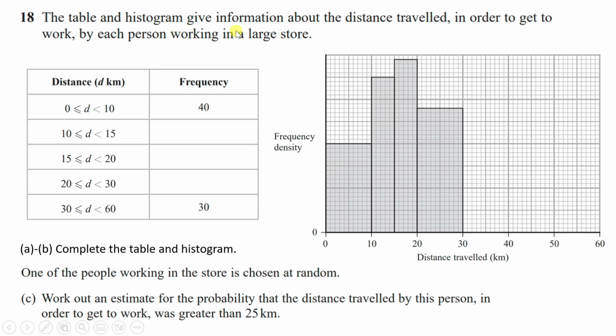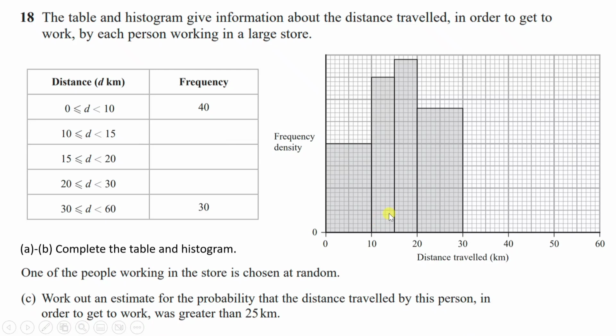So the table and histogram give information about the distance traveled to get to work by each person working in a large store. So for example, in the first one, it tells us that we got 40 people that traveled between 0 and 10 kilometers. So 0 meaning they could be next door, and they could be up to 10 kilometers away. Whereas in the last set, you got 30 people that live literally far away. Now, A to B, complete the table and histogram.